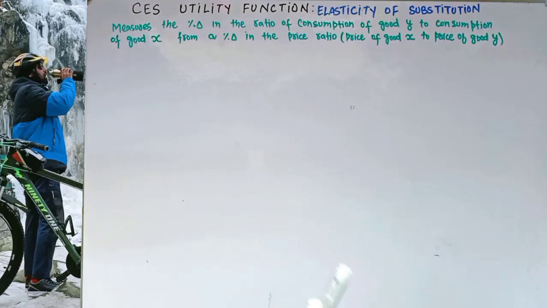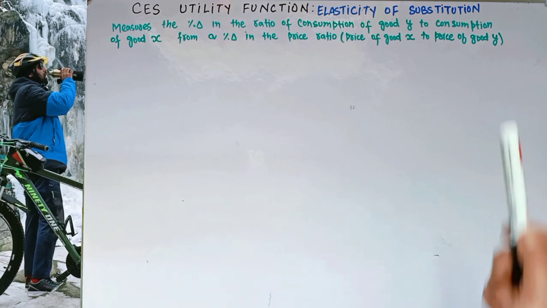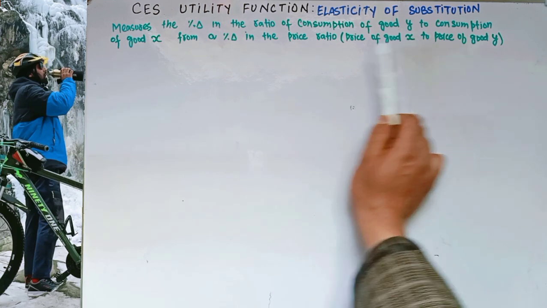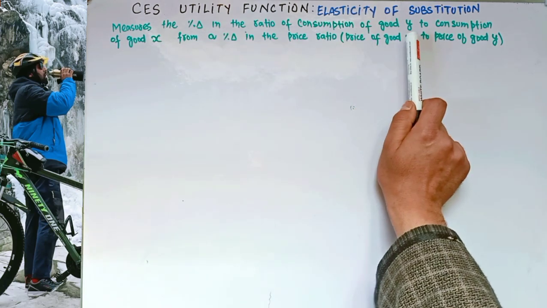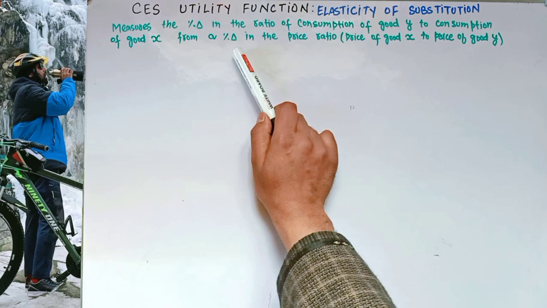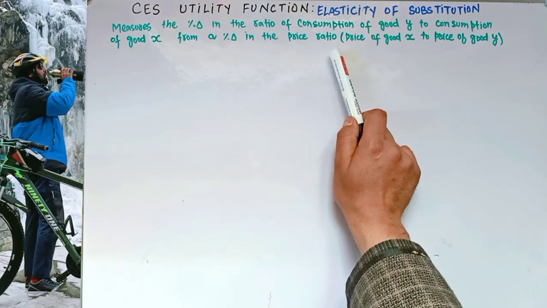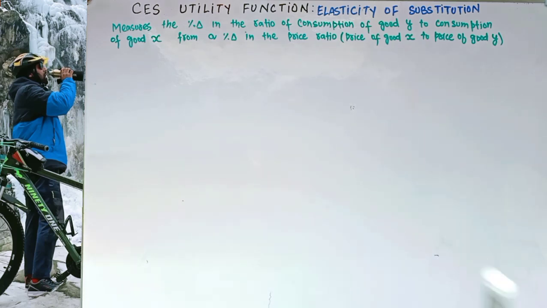In this video, we will learn about how to derive the elasticity of substitution of a CES utility function. By elasticity of substitution, what we mean is that it measures the percentage change in the ratio of consumption of good Y to consumption of good X from a percentage change in the price ratio, that is, price of good X to price of good Y.